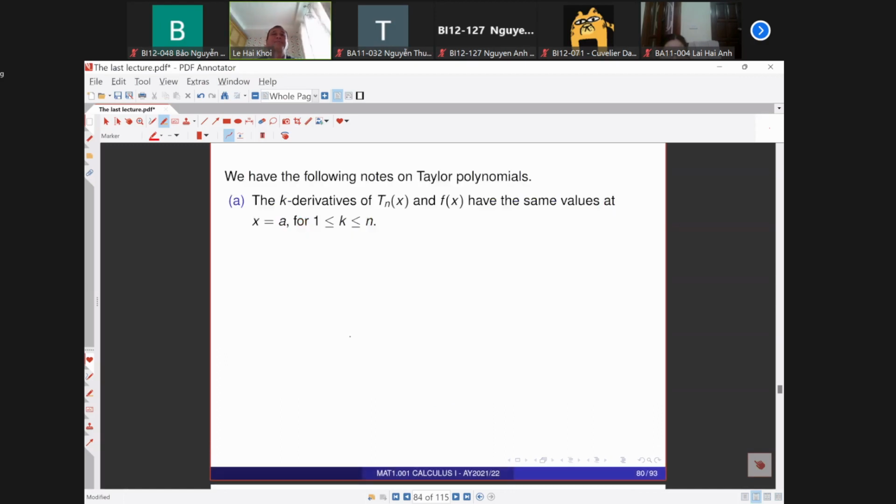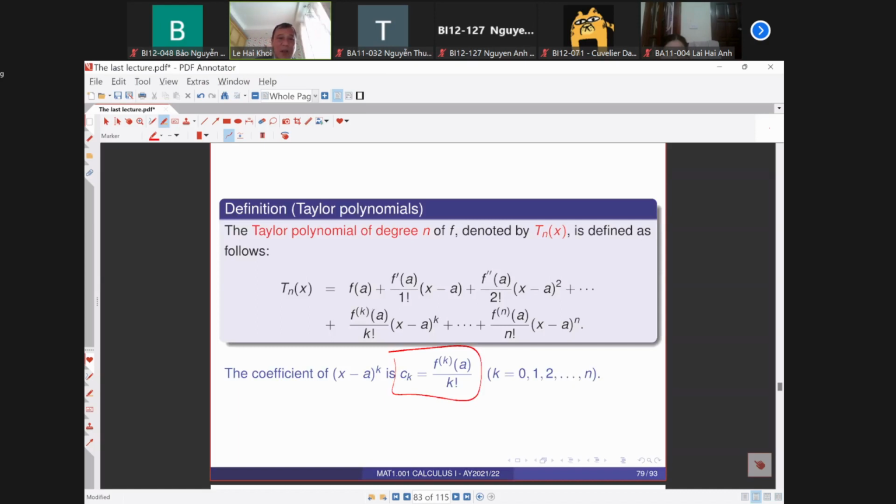Okay. Now, we have the following note on Taylor series. The k-th derivative of Tn and of f have the same value at x equal to a. Right? So, k-th derivative, đạo hàm bậc k với mọi k từ 1 cho đến n của Tn với lại hàm f này là giống nhau. Đúng không?